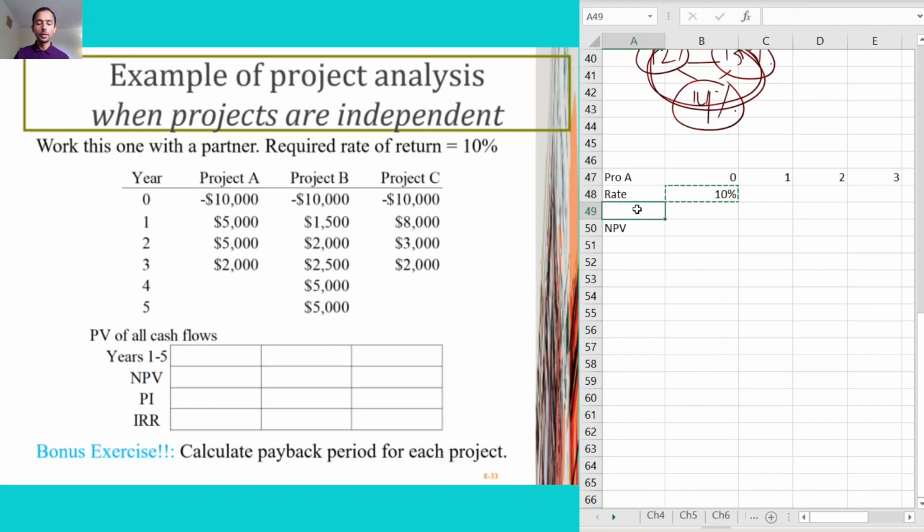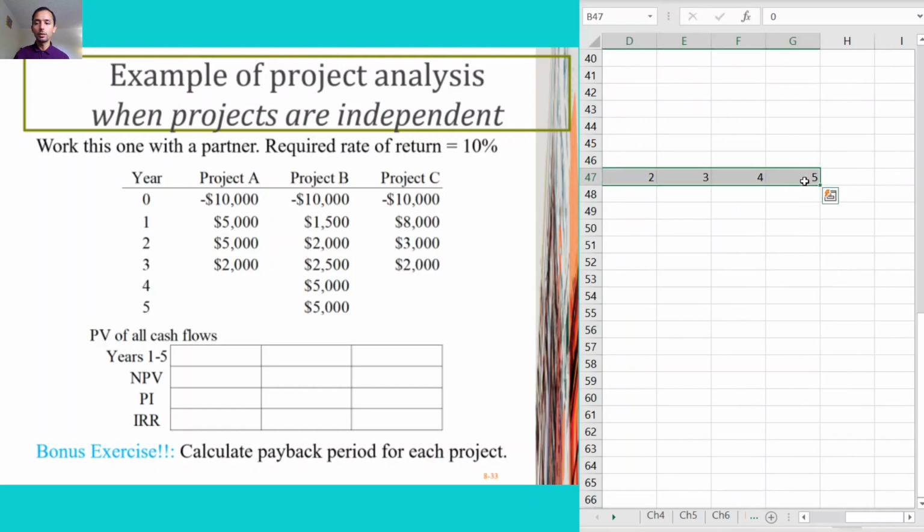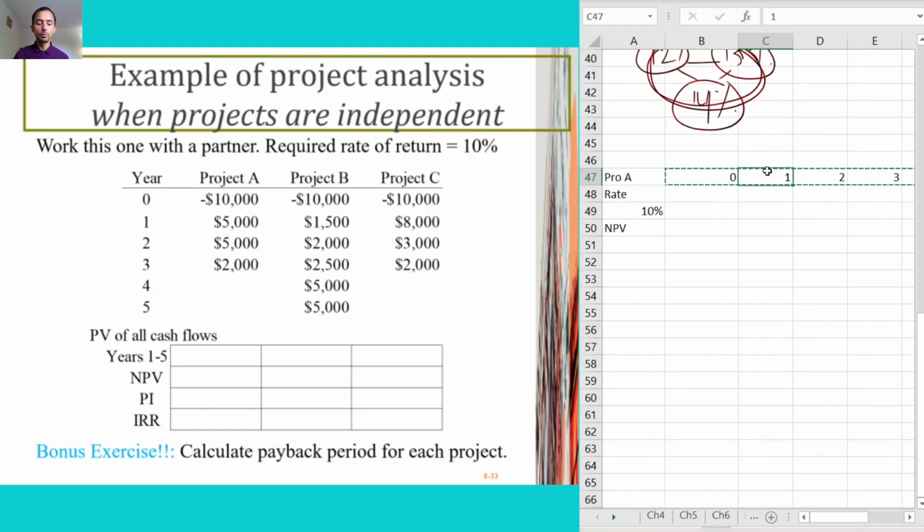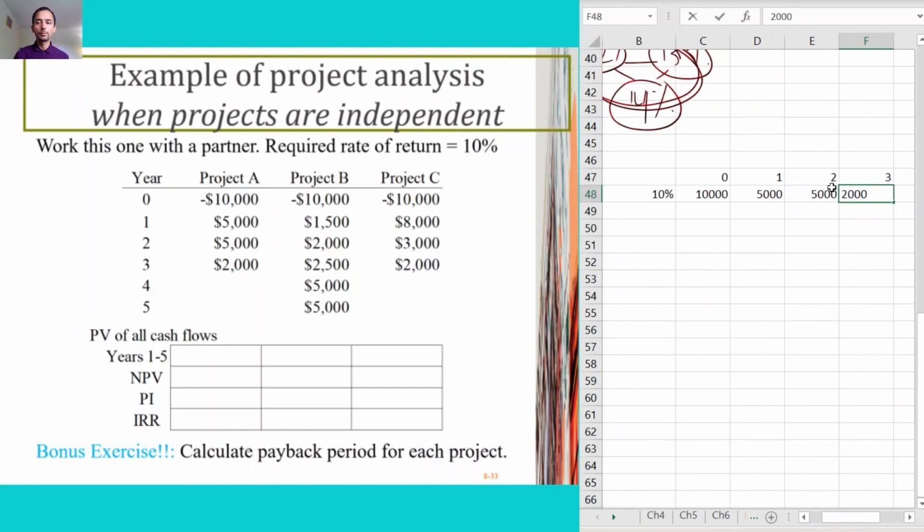Let's write a rate here. Let me put one more space here. I will cut and paste it here so that we have a place for the rate. And our cash flows should be here: minus 10,000, or let's put 10,000. Then 5,000, 5,000 as well, and 2,000. That's it.